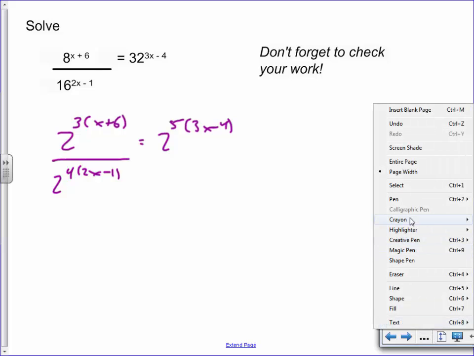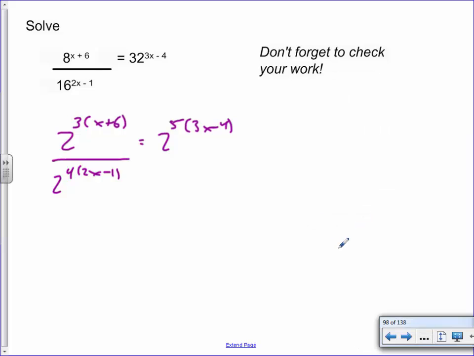Okay, so back to where we're at here. Do we have a common base? Sure. Are they being divided? Okay. So dividing means write a single base of 2 and take your exponents and subtract them. So it's going to be 3 bracket x plus 6 minus 4 bracket 2x minus 1.